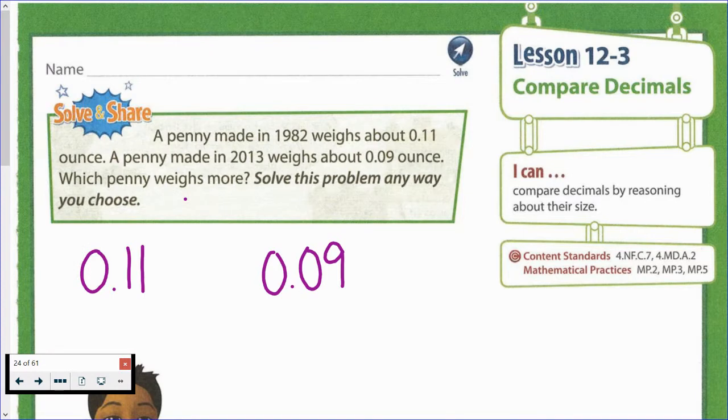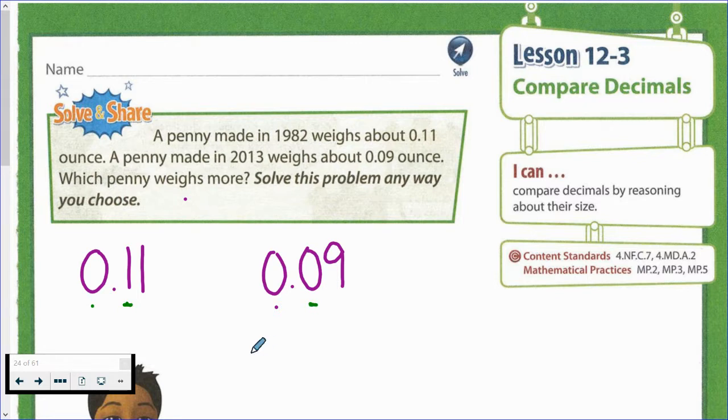So the first place you're going to look is in the whole numbers place. And you'll notice in both of these numbers, we see a 0. Because both of those are exactly the same, that's not going to help us compare. So we now see the decimal point, and then we're going to come over and look at the tenths place.